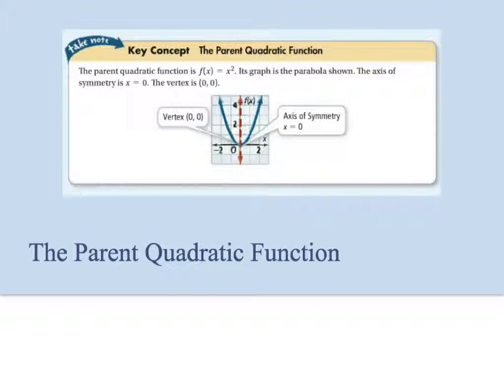It says the parent quadratic function is f of x equals x squared. Its graph is the parabola shown, so the name of this particular graph that you see is a parabola. And then it goes on to say that the axis of symmetry is x equals 0. The vertex will be at 0, 0.